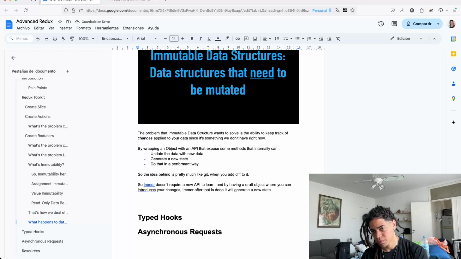You should start by asking, is this ever going to need to mutate in any way, shape, or form? If so, then I don't use a read-only. I need to do something immutable. But if it never needs to change, then just stick with the plain, simple read-only data structure. We only step up to this immutable data structure if it needs to mutate.